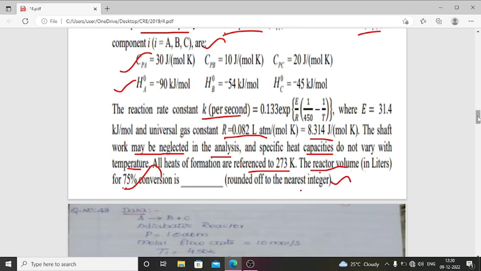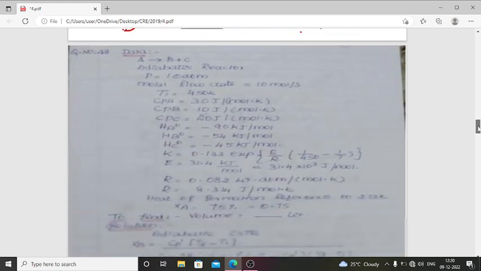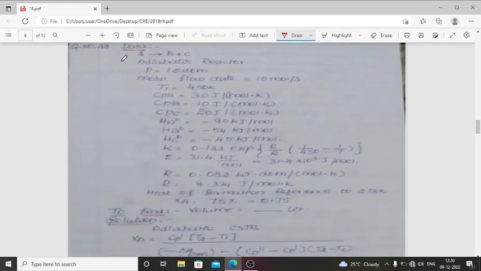Okay, data. The given reaction is A gives B plus C. This is an adiabatic reactor. Pressure is equal to 10 atmosphere. The molar flow rate is given as 10 mole per second. T1 is 450 Kelvin. Different Cp values are given, and heat of formation values are given.